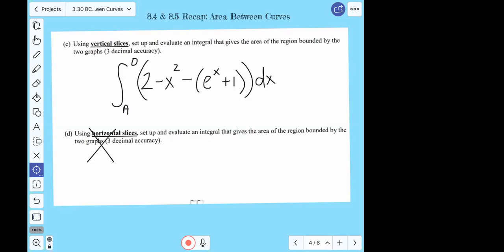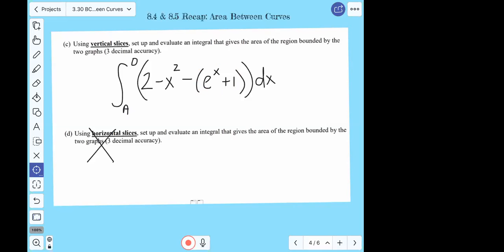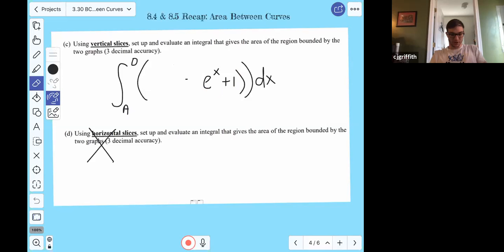So from A to 0 of 2 minus x squared minus... Can't you just do this in parentheses, y2 minus y1? Yeah, absolutely. Thank you for pointing that out. I forgot we had those stored. I'm actually going to do that. Thank you, CJ.